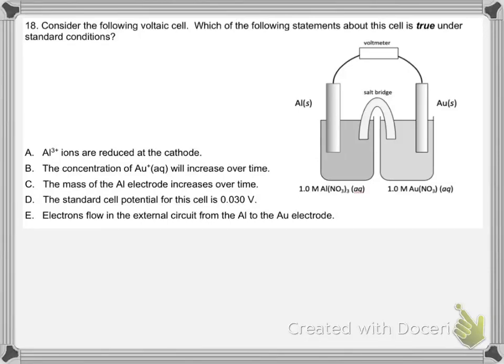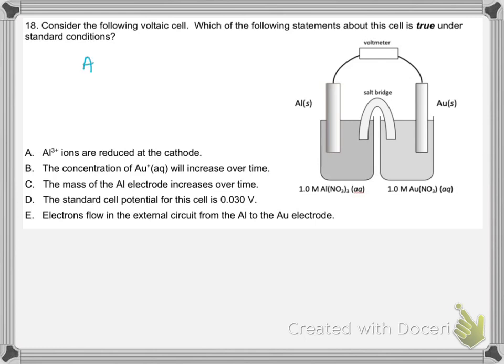For number 18, we have another voltaic or galvanic cell, and they want us to pick what's true. So before we look at any of the answer choices, let's just figure out what's going on. Let's think about which is being oxidized and which is being reduced. First we'll start by figuring out what's being reduced.